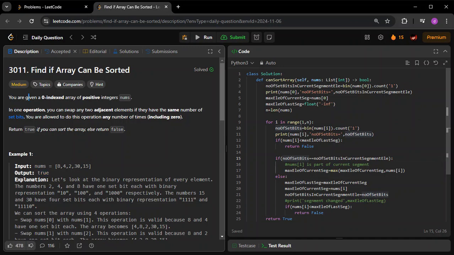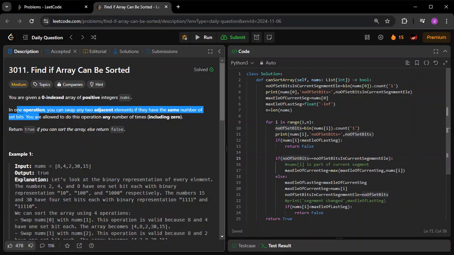You are given a zero indexed array of positive integers called nums. In one operation you can swap any two adjacent elements if they have the same number of set bits. You are allowed to do this operation any number of times, including zero. Return true if you can sort the array, else return false. We will again read this question.